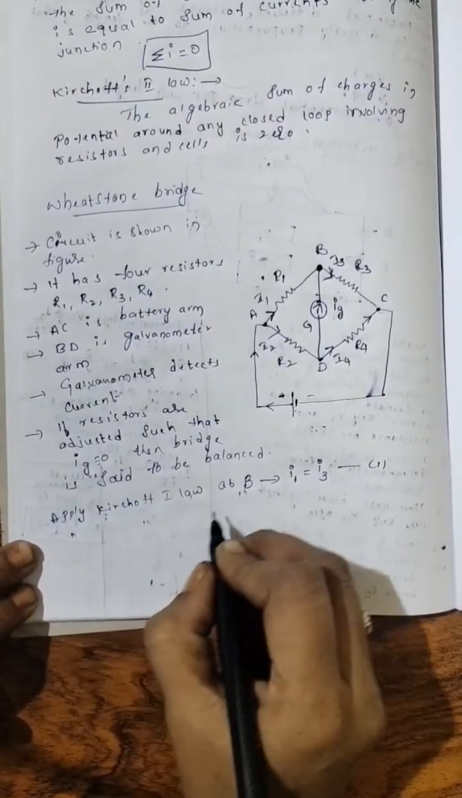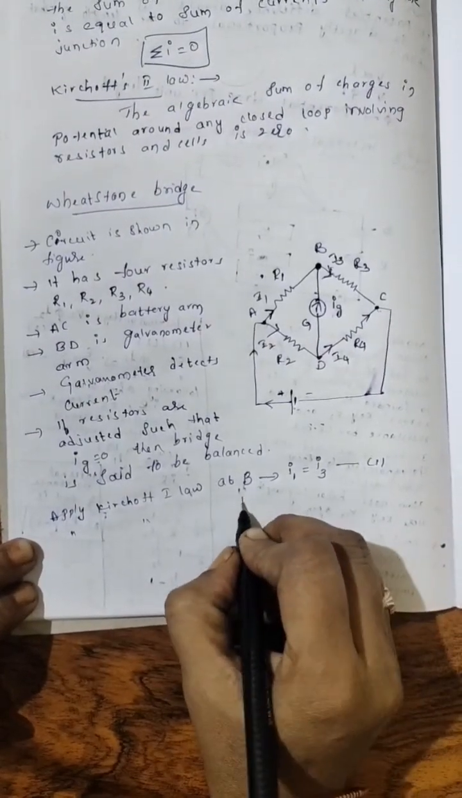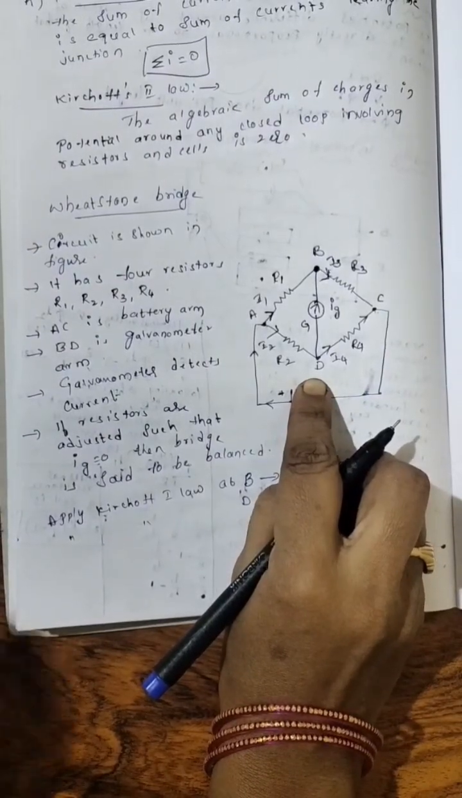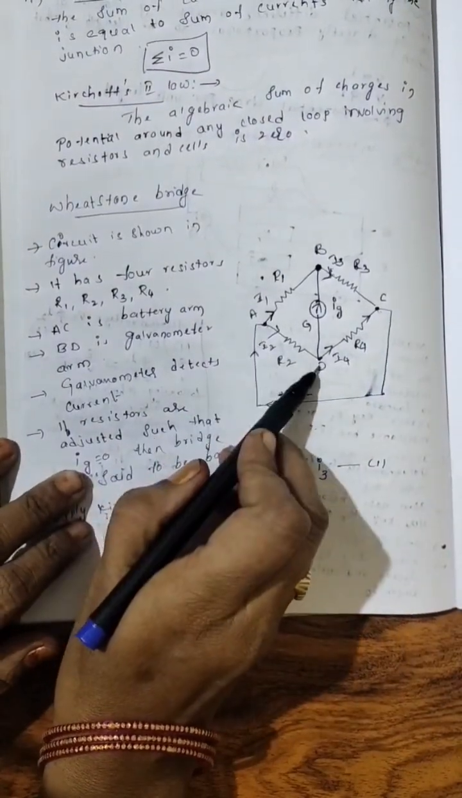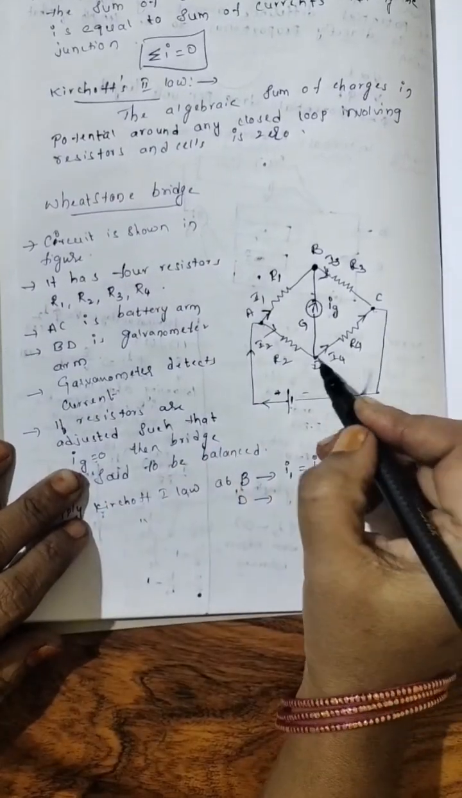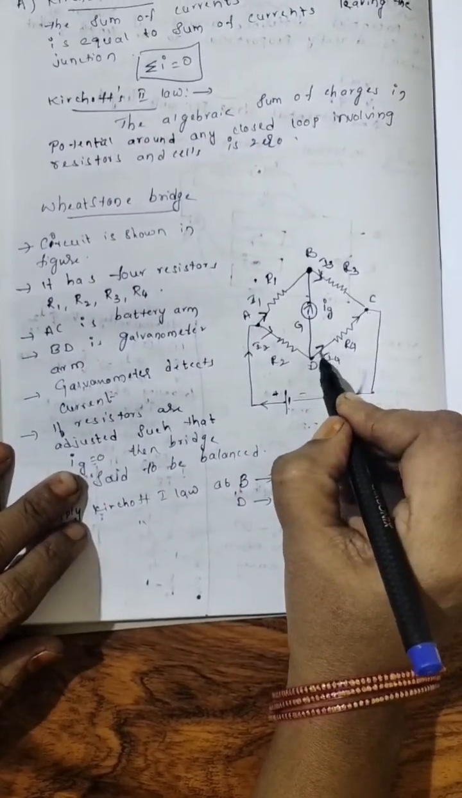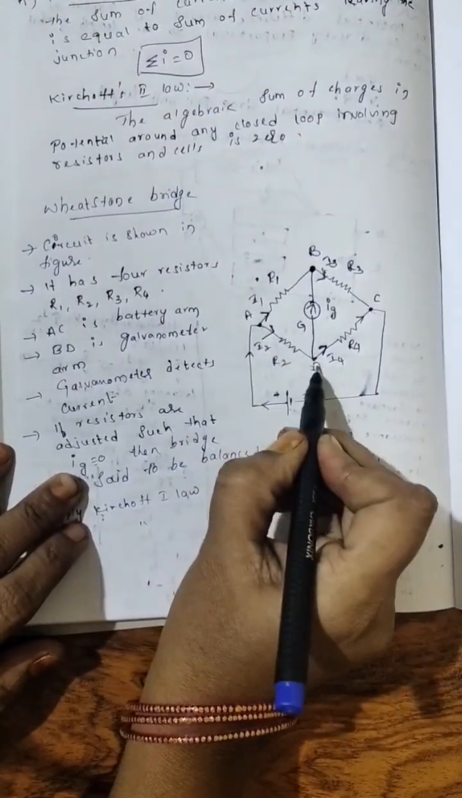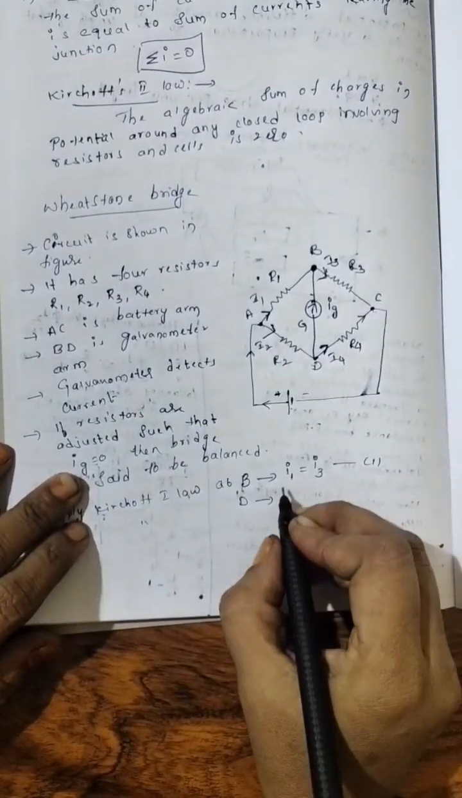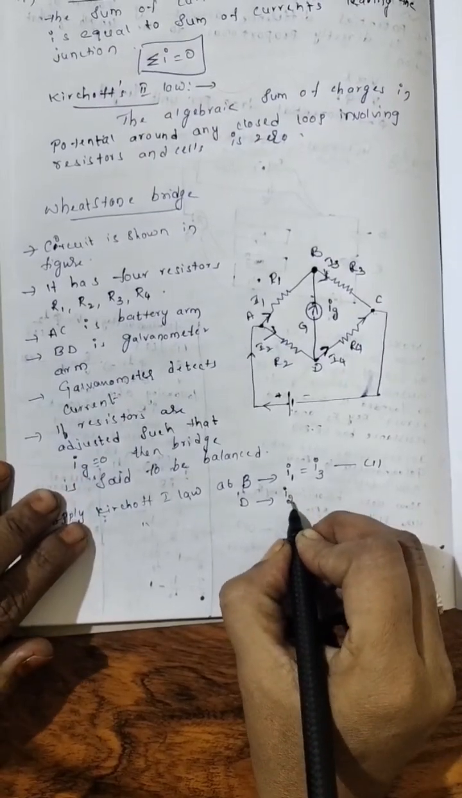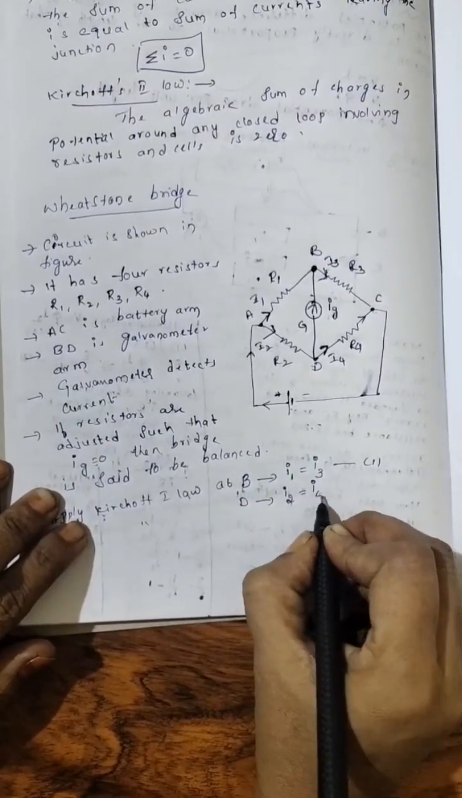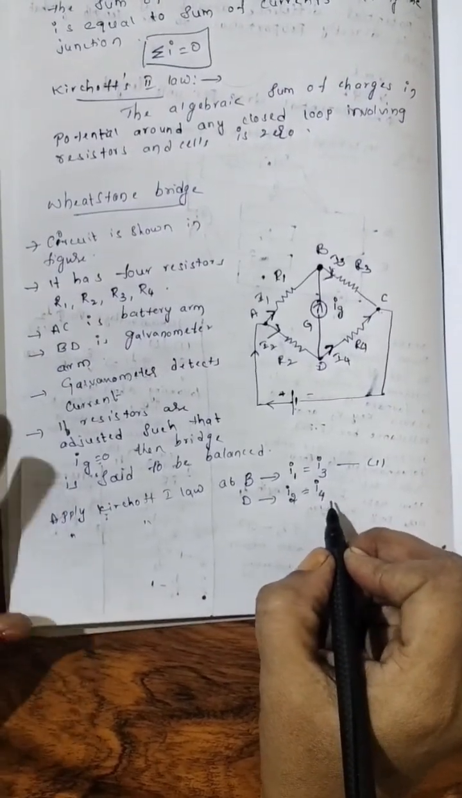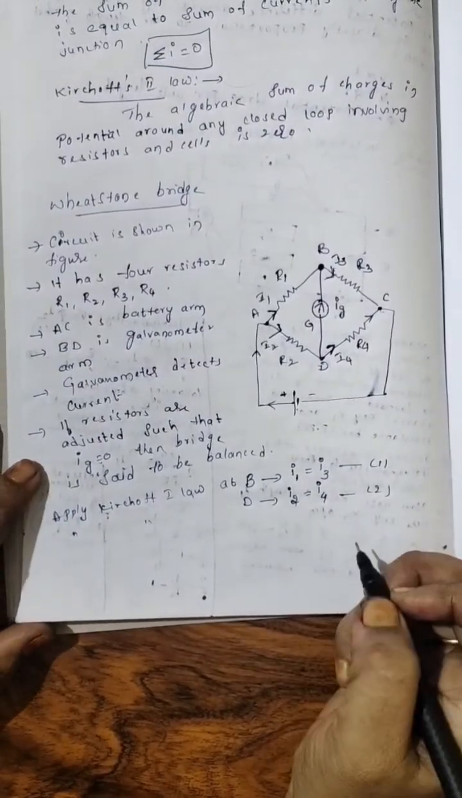Similarly, applying Kirchhoff's first law at D. Now, I2 is moving towards the junction, I4 is moving away from the junction. See the arrow marks. So the currents moving towards the junction will be equal to the currents moving away from the junction. I2 equal to I4. Put it as equation 2.